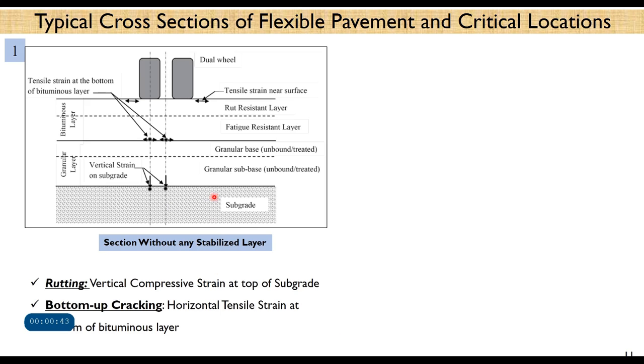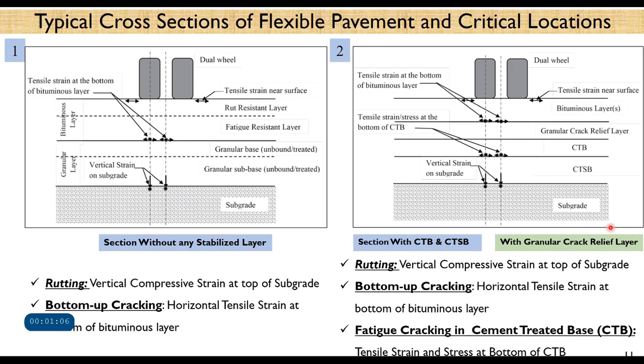Now let us say you take a very conventional pavement where you have subgrade, granular subbase and base, and then you have a bituminous layer. In this case there are only two critical conditions. One is the vertical strain on top of subgrade, and the other is the tensile strain at the bottom of the bituminous layer. Only these two conditions are critical. But when you have the CTSB, cement treated subbase, and cement treated base, then these three conditions are critical: the vertical strain on subgrade, the tensile stress and strain at the bottom of the CTB layer, and the tensile strain at the bottom of the bituminous layer.